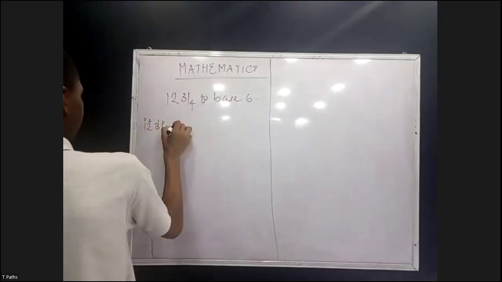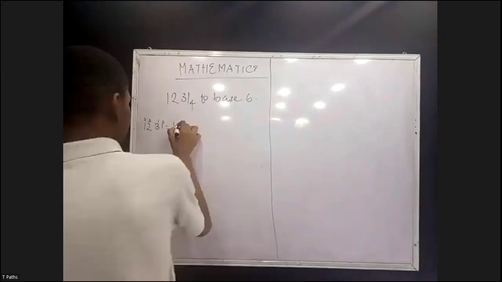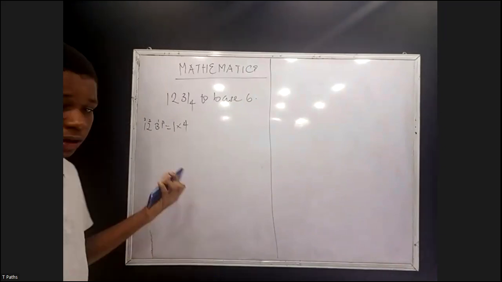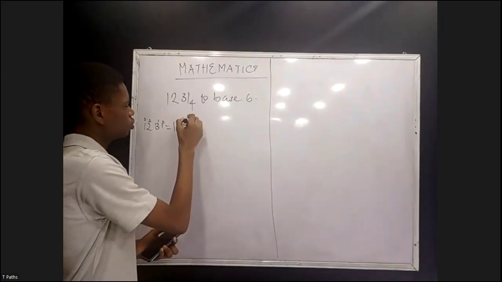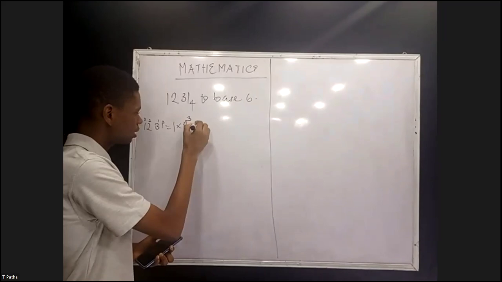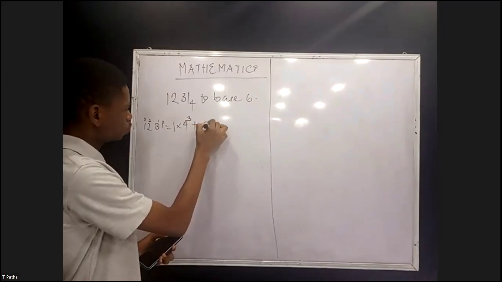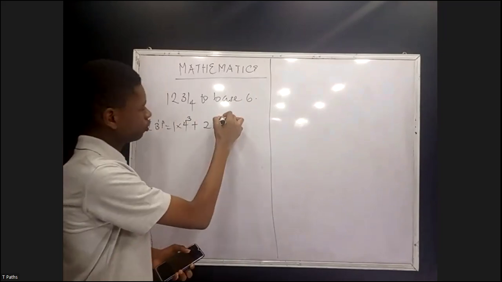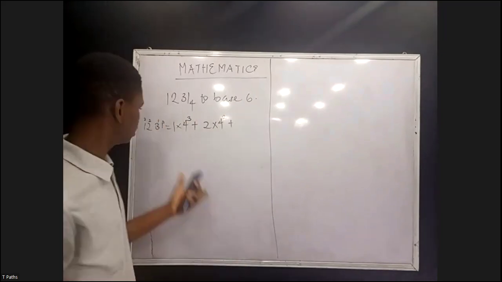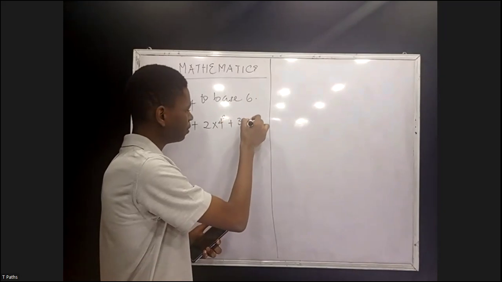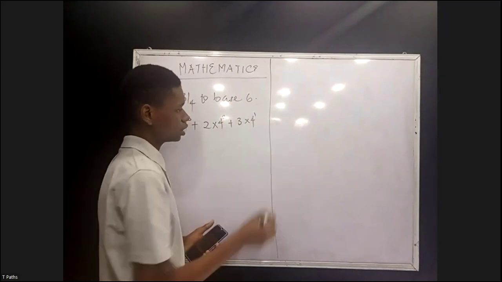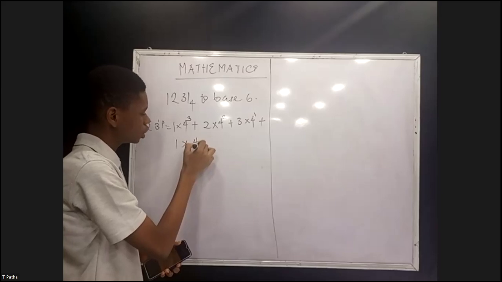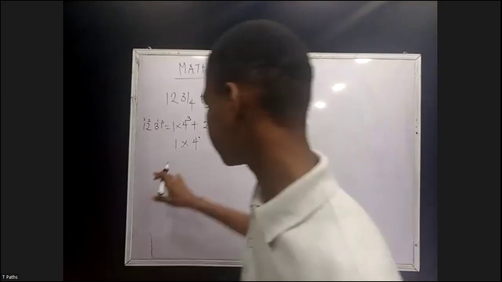So what do I mean? I mean 1, which is the first number, multiplied by my base, which is 4. I believe most of you know how to convert to base 10. This will be raised to the power of 3, which is the index I had. The next number is 2, multiplied by base 4, raised to the power of the index, which is 2. The next one is 3, multiplied by base 4, raised to the power of the index, which is 1. Then I had 1 times 4 raised to the power of 0, the index of the last number.